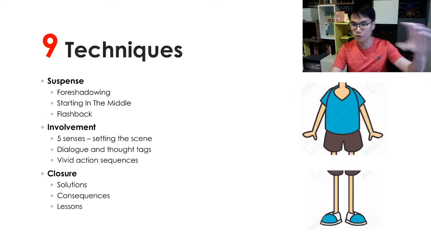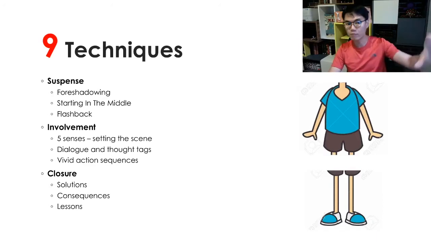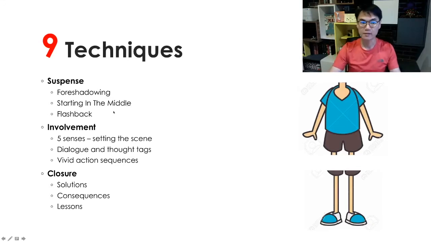We're looking at how we build suspense, and under that block, we have 3 strategies: foreshadowing, starting in the middle, and flashback. I'm sure you're familiar with all 3, but I'll review them and I'll show you how they get applied in writing mainly the introduction of your story, alright?